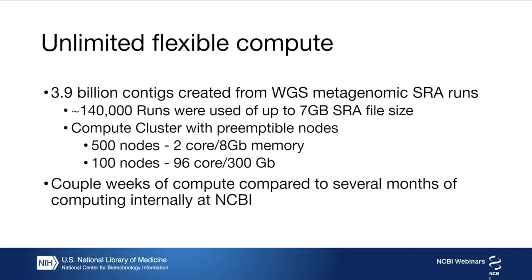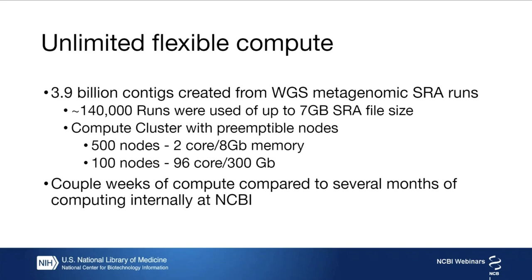In order to accomplish this, we had to take a two-step approach in our computation. The first one was using 500 nodes, or 500 servers, that were only 2 cores and 8 gigabytes of memory. These are very small machines. I think some of our cell phones are more powerful than this at this time. And of course, we had to use larger machines for the bigger files. For those, we used 100 machines, but these had 96 cores and 300 gigabytes of RAM. So these are big, powerful machines.